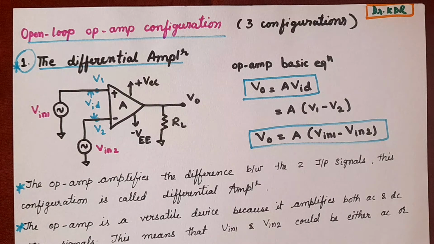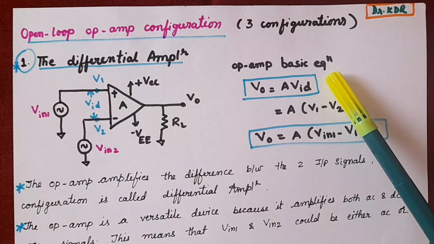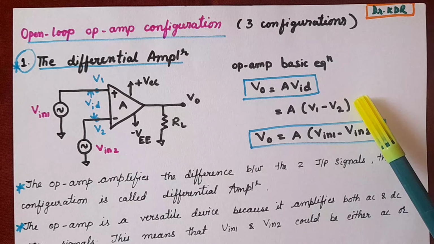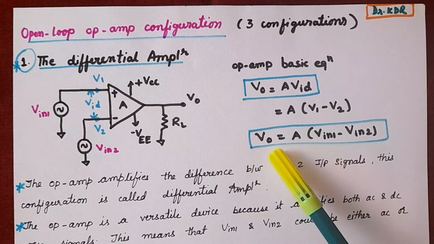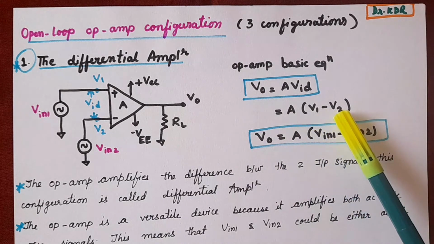What is the basic op-amp equation? V0 is equal to A times VID. VID is the difference input voltage, which is equal to V1 minus V2. So what is the output voltage equation? V0 is equal to A times (V1 minus V2).